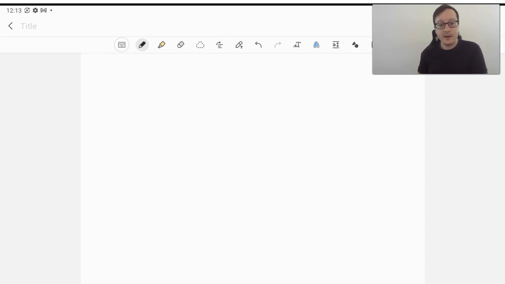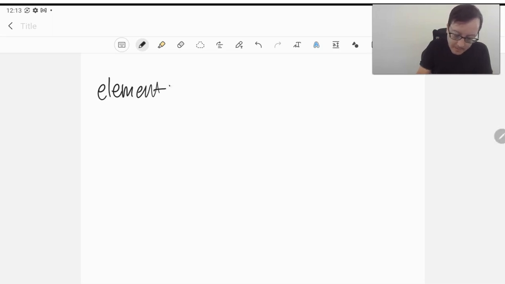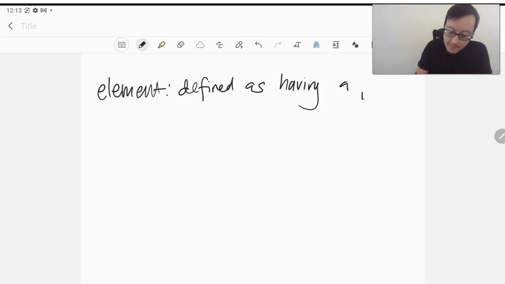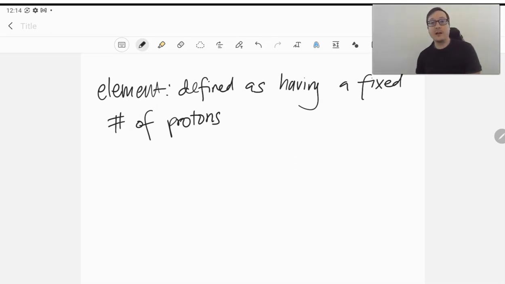All right, so let's talk about what happens when the number of subatomic particles within an atom changes. As we probably remember from our earlier education in chemistry, an element is defined as having a fixed number of protons. So that means we categorize our elements by the number of protons they have.